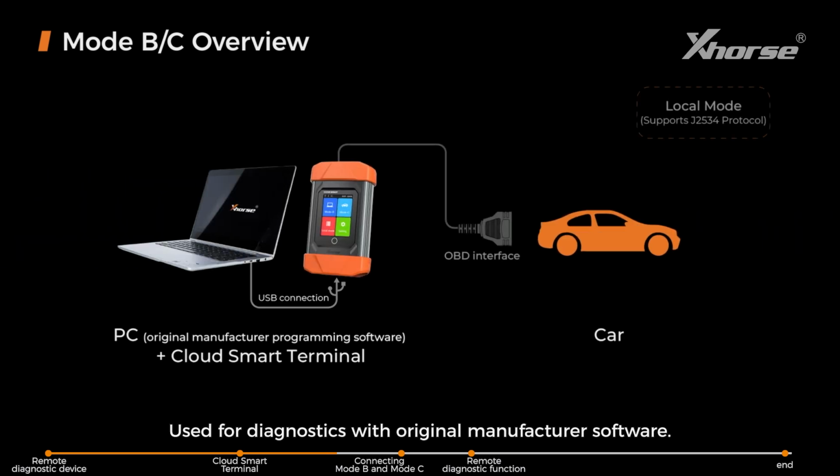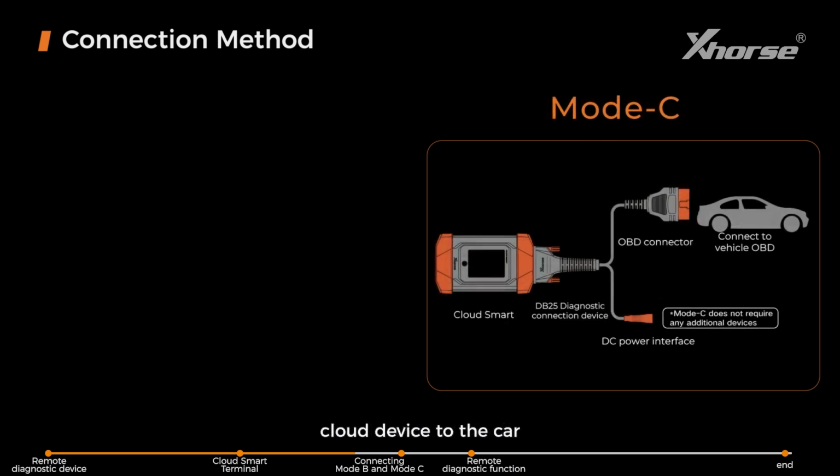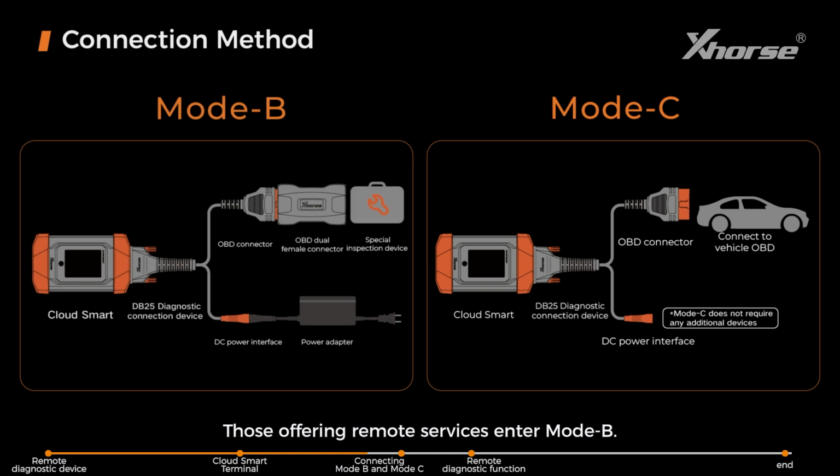Local mode, used for diagnostics with original manufacturer software. Customers with repair needs connect the cloud device to the car and switch to Mode C. Those offering remote services enter Mode B. After entering the Mode C ID, Mode B can perform remote diagnostics, programming, coding, and matching.